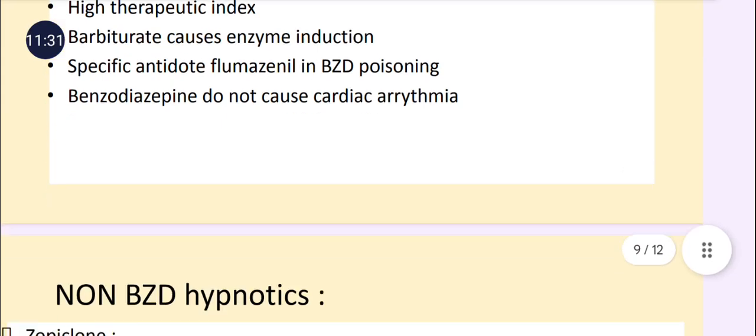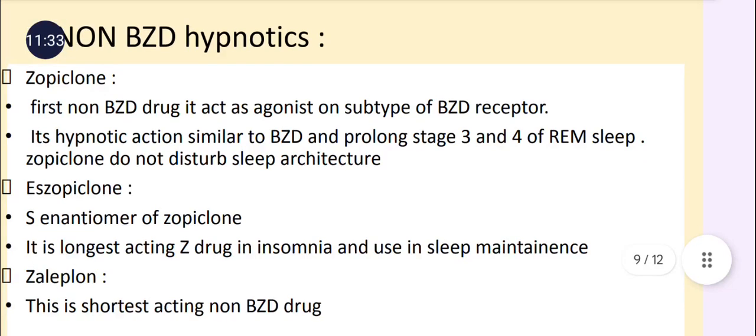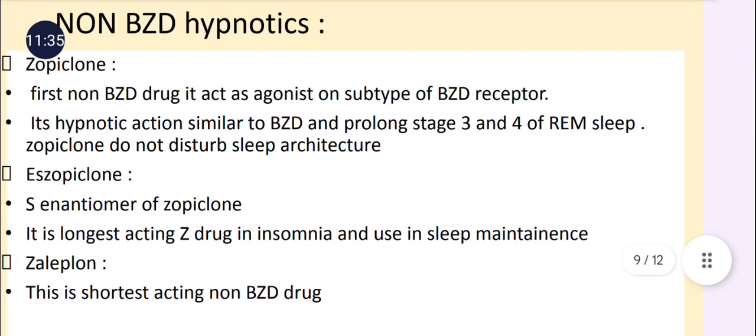And the next part is non-benzodiazepine type of hypnotics. Non-benzodiazepine type of hypnotics include zopiclone, S-zopiclone, zaleplon, and zolpidem. Means all drugs start with the letter Z. Zopiclone is the first non-benzodiazepine drug.